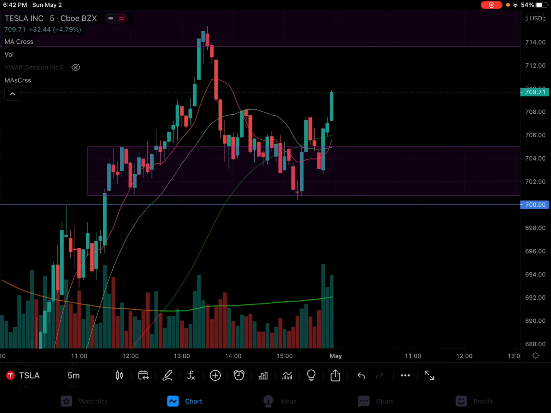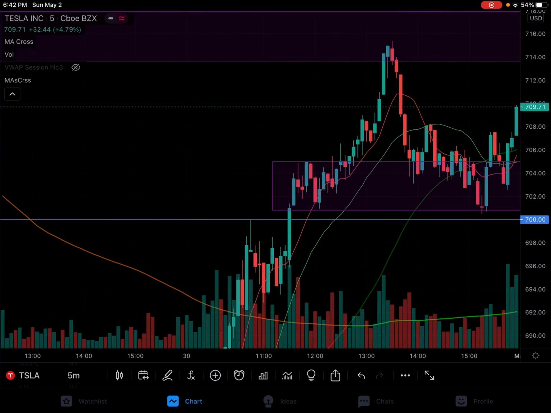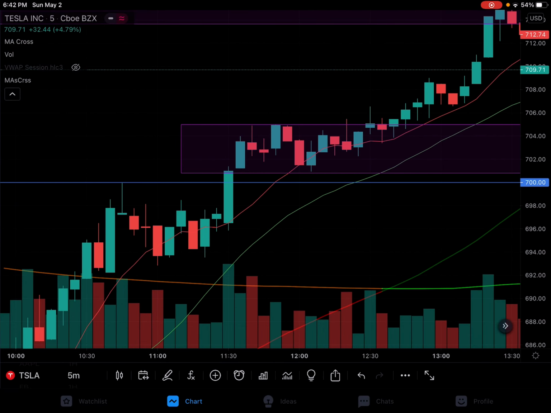So this box that I have right here is simply a supply and demand tactic that I like to use when I trade. I use them in conjunction with support and resistance. So the way that these supply and demand boxes work is you find an area of consolidation, as seen here.